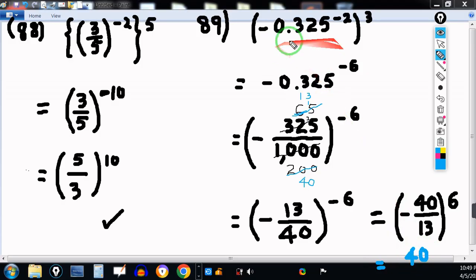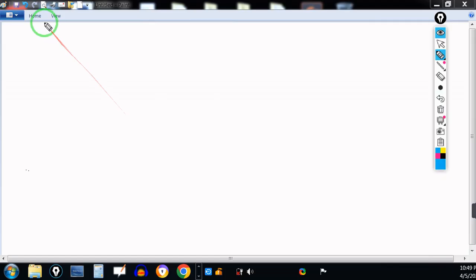In other words, if you have a decimal number and a negative power, repeat, decimal number and a negative power, or a negative decimal and a negative power, or a positive decimal number and a negative power, always change it to like this. So over 13, that's very bright now, the 40 over 13, and the power is 6. Alright, now we are at, look at the number 89, so we go on to the next one. 89, we are going to 90. Just bear with it, yeah? 90.